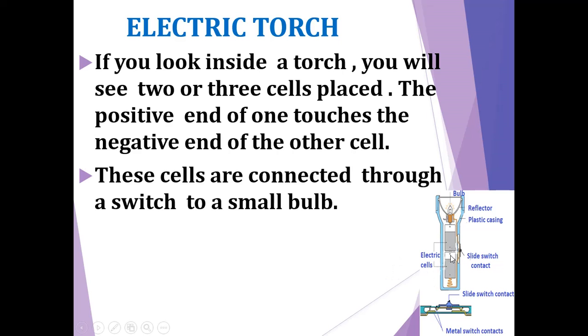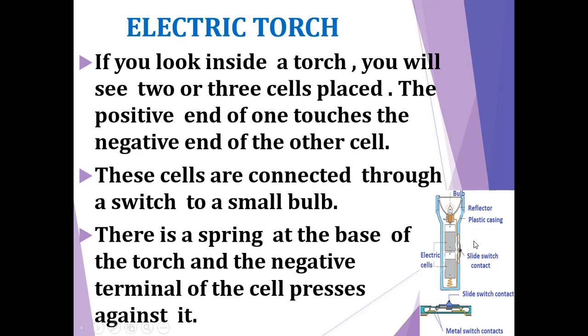These electric cells are connected through a switch to a small bulb. Here you can see the slide switch. They are connected to the bulb through a switch. And there is a spring at the base of the torch. At the base of the torch, you can see the spring, and the negative terminal of the cell presses against it.